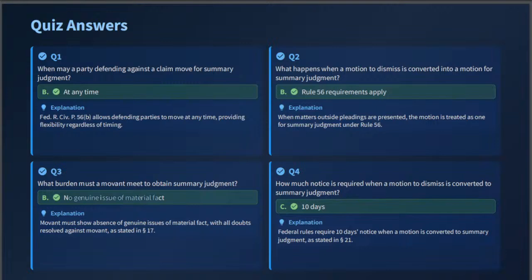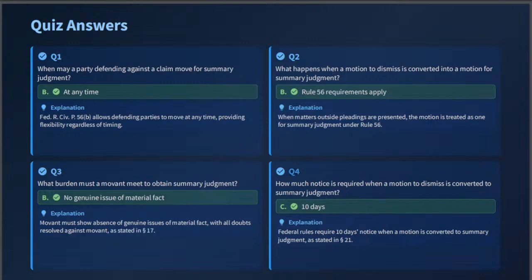Okay, so on question 3, we have what burden must a movant meet, and we all had a consensus that no genuine issue of material fact. The explanation here is the movant must show absence of genuine issues of material fact, with all doubts resolved against the movant, as stated in section 17, as we read.